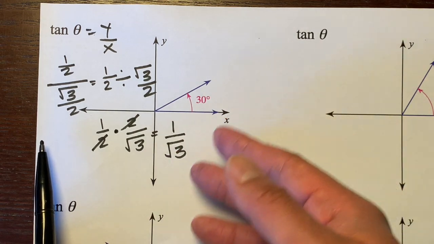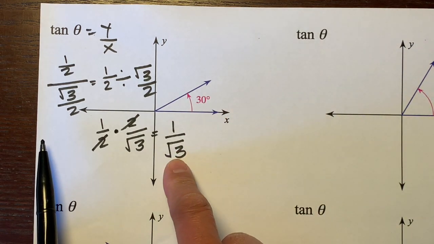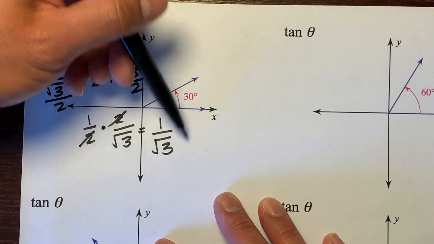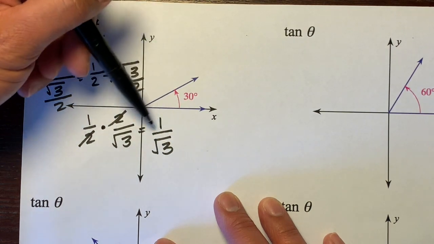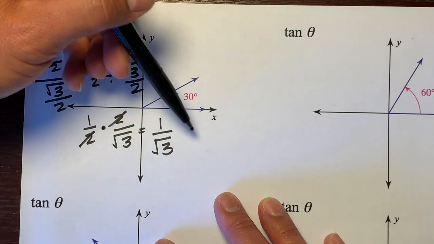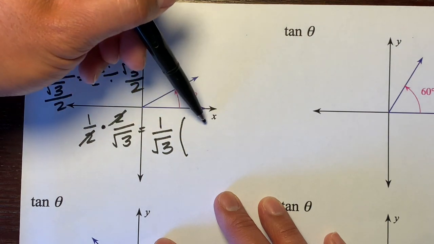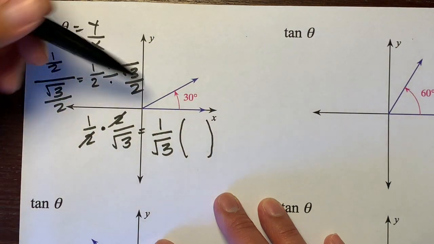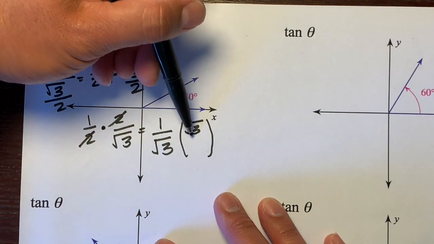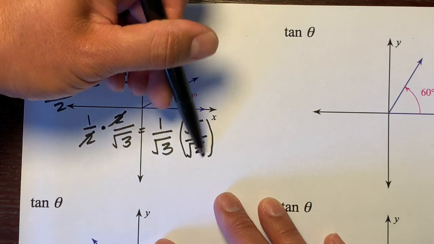So this is how you get rid of the radical. If you remember from Algebra 1, good. If you don't, then here's how you get rid of this radical. So we're going to multiply this fraction. We're not going to change the value. We're going to multiply this fraction by 1, but a different kind of 1. We're going to multiply by radical 3 over radical 3.